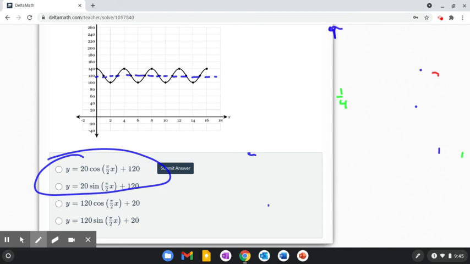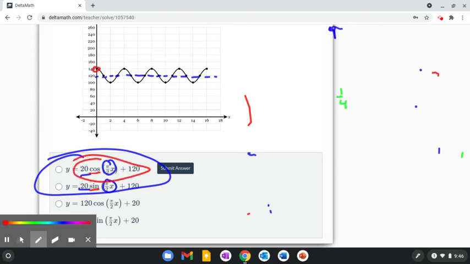The amplitude is the same in both. It's 20 in both. Actually, the B is the same in both. So the only thing that's different is cosine versus sine. That's how we're going to identify this one. Now you look at the midline. If it starts at the midline, that means it's sine. If it starts at the top or the bottom, that means it's cosine. This one does start at the top, above the midline, so it's got to be the cosine function.